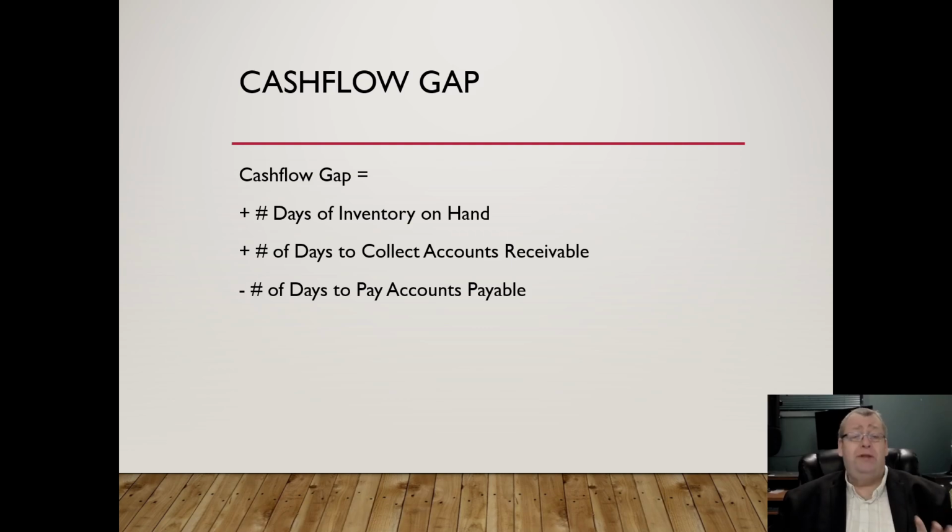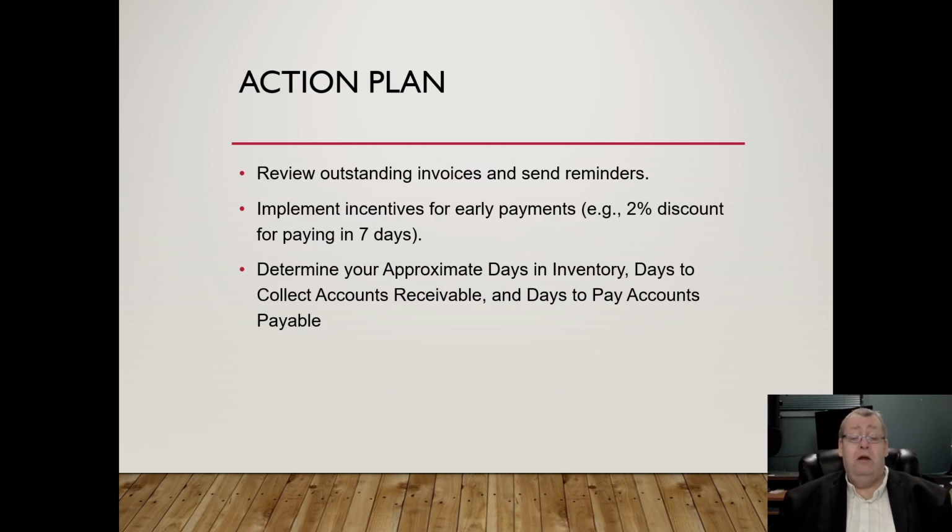So this wraps up the content I have for today. So going to our action plan, I have several things I want you to do. First of all, I want you to make a list of your outstanding invoices. And if you have any significant outstanding invoices, send out reminders to your customers about that invoice. Take a look at what incentives you can provide for your customers. Like, can you provide a 2% discount for paying in 7 days? Ask yourself if this might be a feasible option for you.